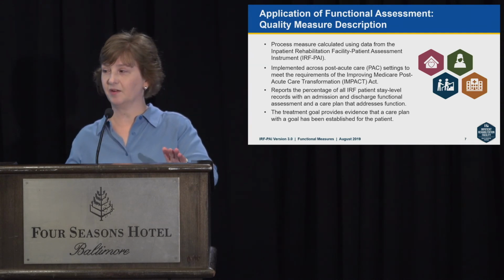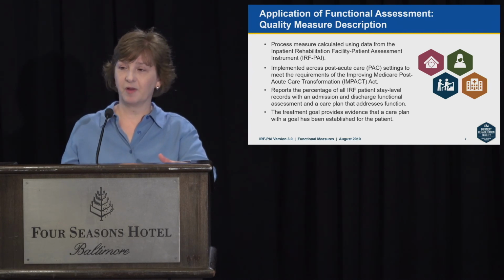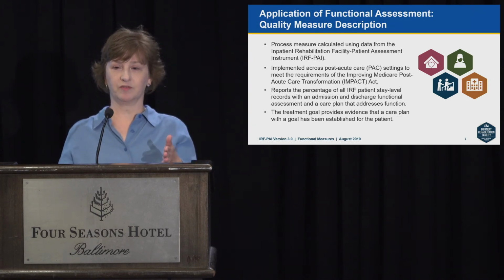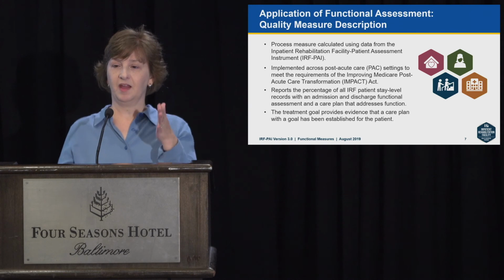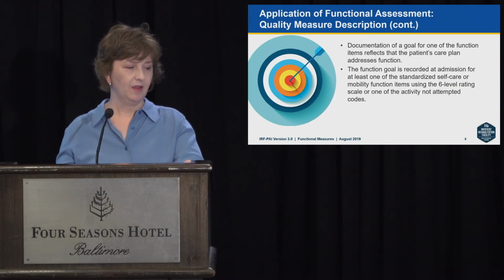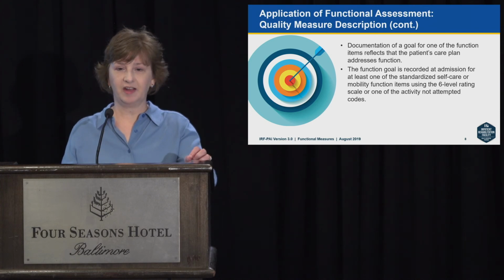When Manisha talked about the data elements included on the IRF-PAI, you had on admission the first column, which was performance, and the second column, which was a discharge goal. The discharge goal represents the evidence that a care plan was developed for the patient. The documentation of at least one goal for the function items, either self-care or mobility, reflects that the patient's care plan addresses function.